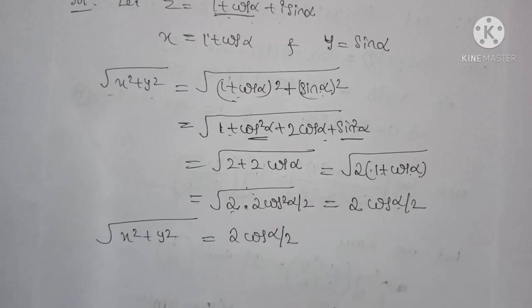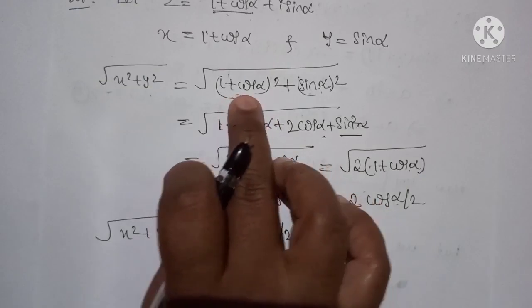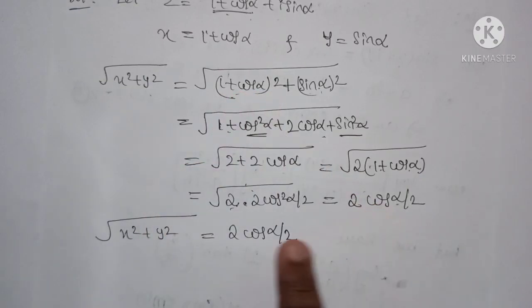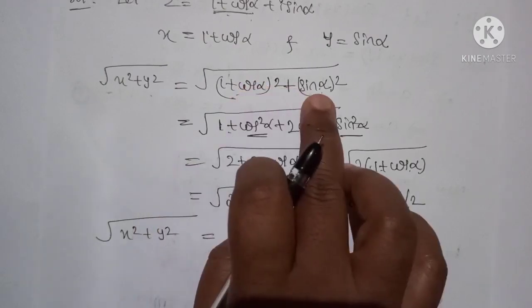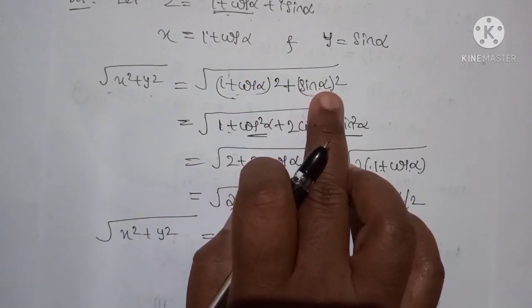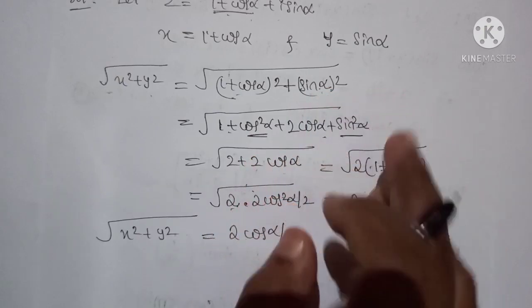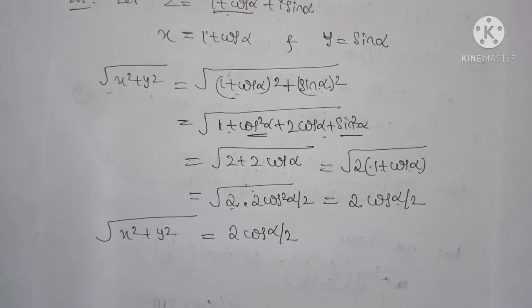In both ways you will get the same answer. Or else you can substitute right here the value of 1 plus cos alpha equal to 2 cos square alpha by 2 and sin alpha equal to 2 sin alpha by 2 into cos alpha by 2, then you will get the same answer.